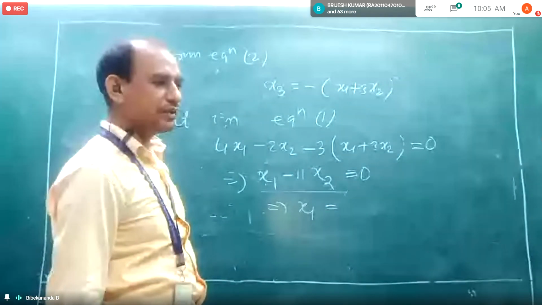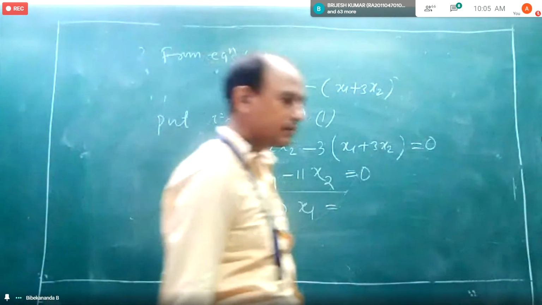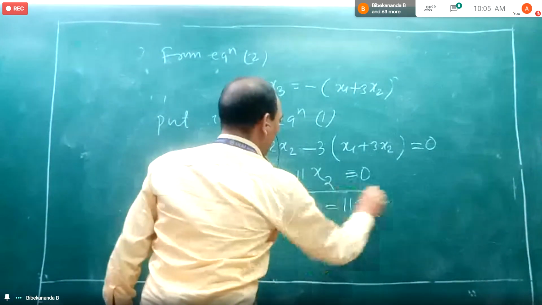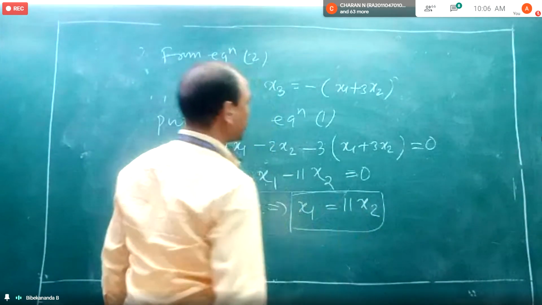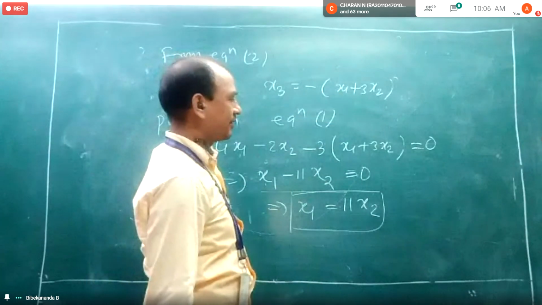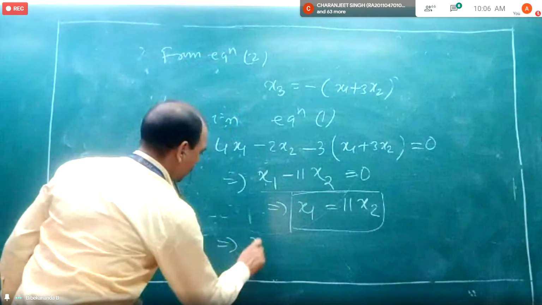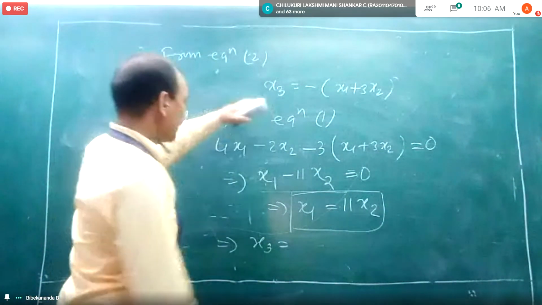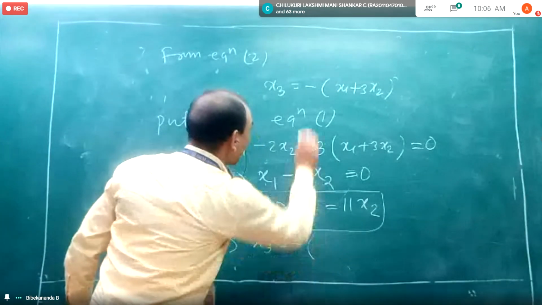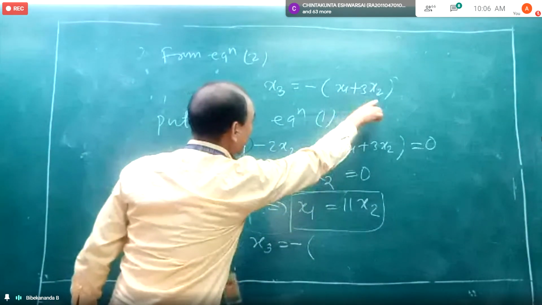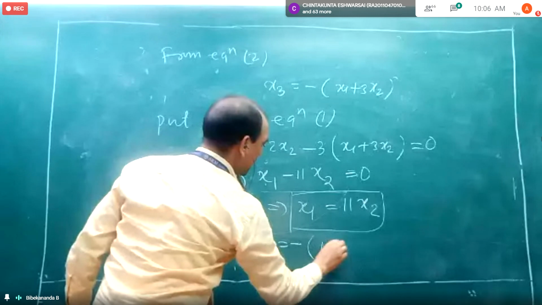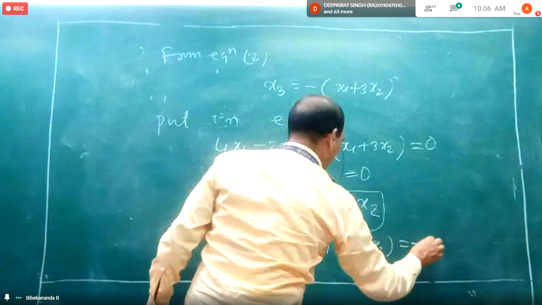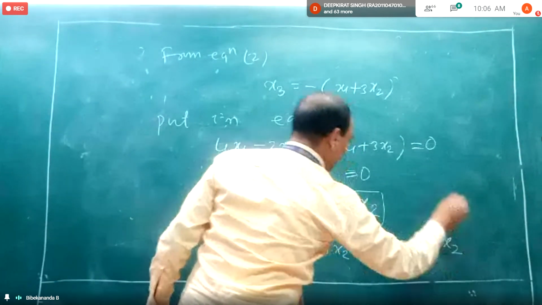And so from here, what will be your x1? 11x2. Now if x1 is equal to 11x2, what will be your x3? Minus 14x2. So x3 is minus x1 plus 3x2. So x1 is 11x2, plus 3x2, and so we will have minus 14x2.